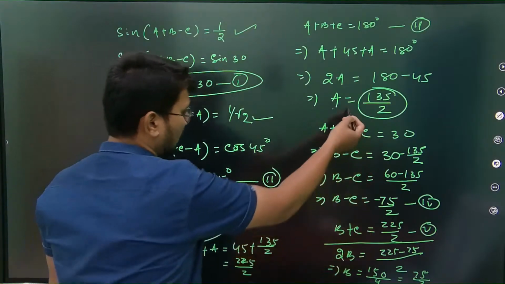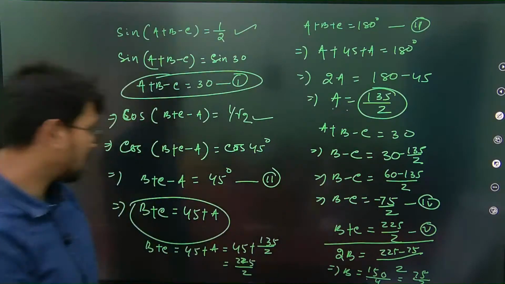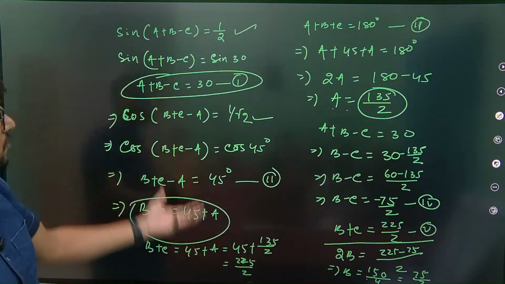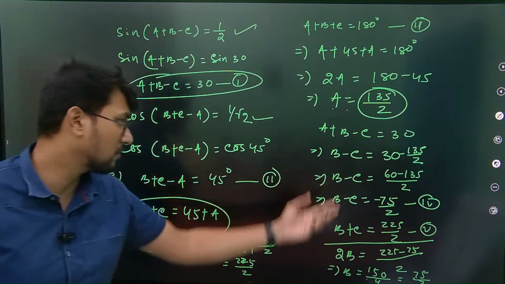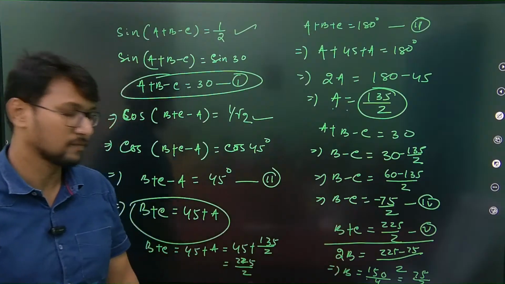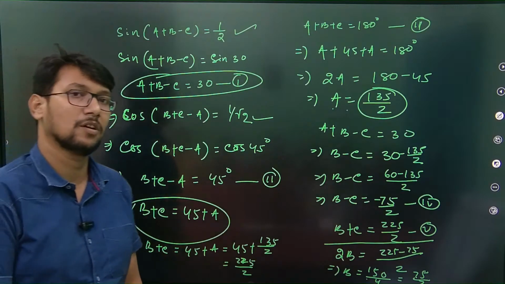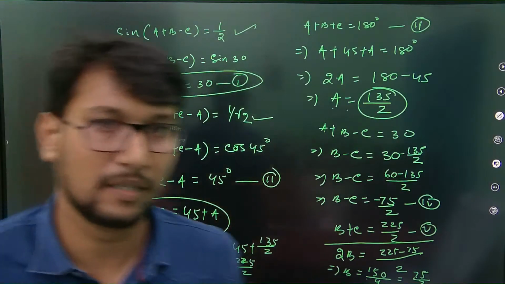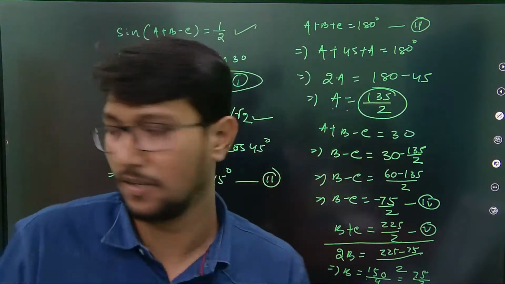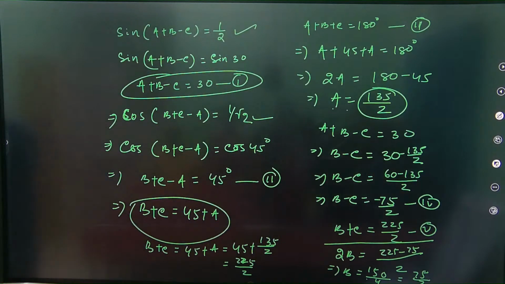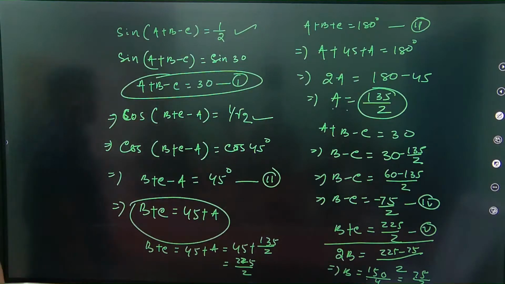Clear? You got A, B. If we replace B in any one of the equations, you'll get it from here or from here. Equation 4, equation 5. Okay, done. Let me check. Which one? The answer is not coming. C is not coming. The answer will come for C. Checker, you replace now.